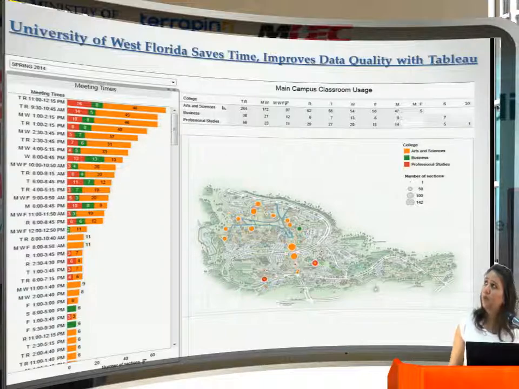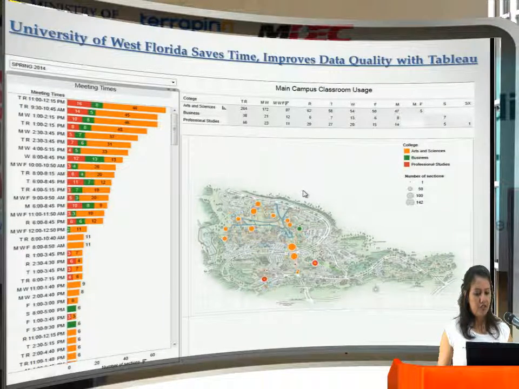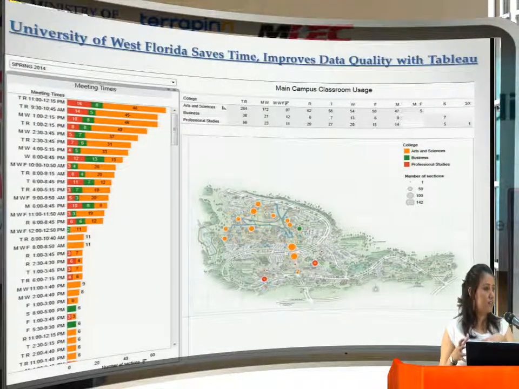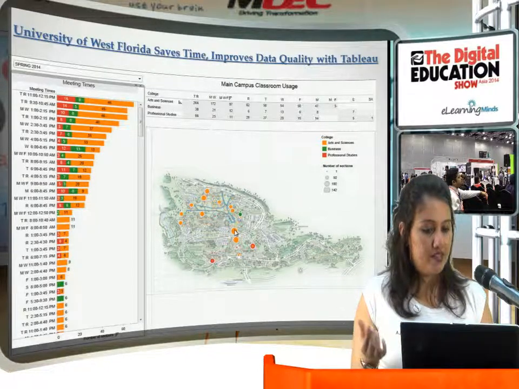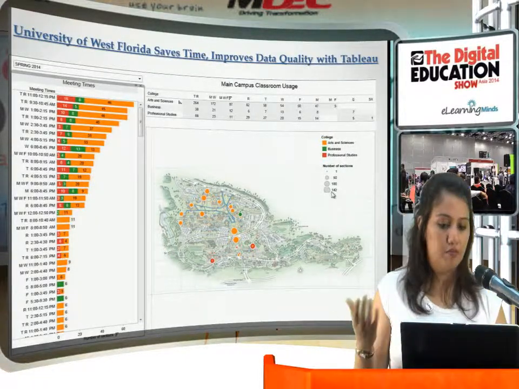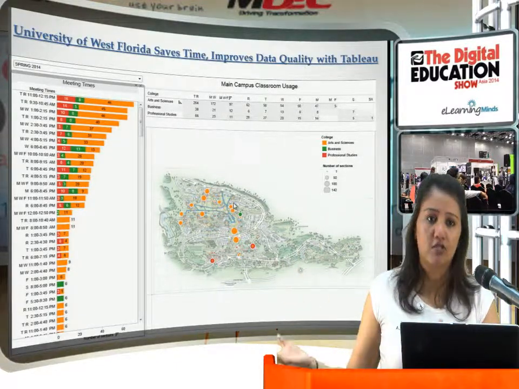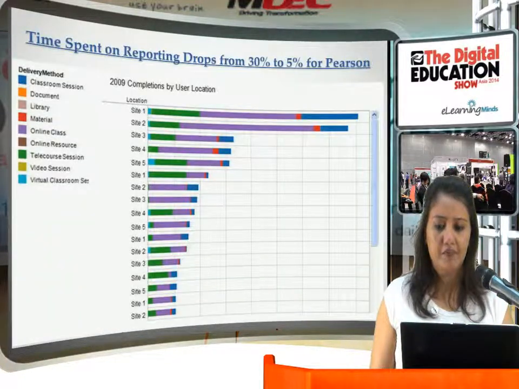This is another interesting one where the University of West Florida is using us, and they're saving time and improving their data quality. All they're trying to do here is understand the classroom size capacity versus the students who are attending the classes. What time or what day of the week are many students coming into one spot? Here they can quickly see that in the Arts and Science College, there are about 142 students coming in. At what time, what space, do we have enough classrooms for them, etc. So there's a lot of analysis that universities are doing today.